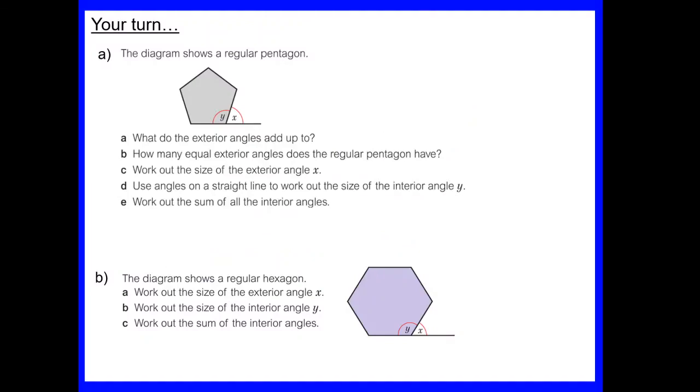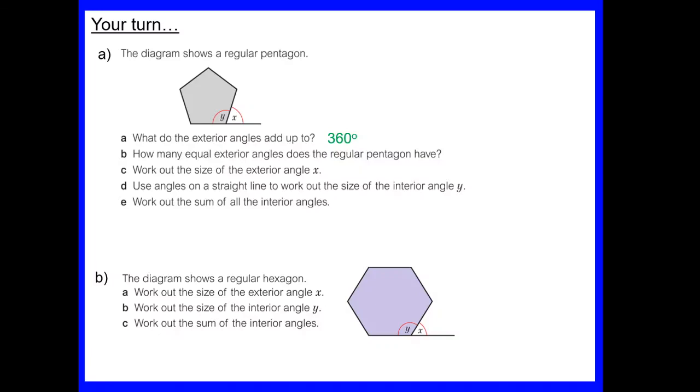Okay, so it's your turn then. So you've got 2 questions there that are going to check your understanding of what we've looked at in terms of finding exterior angles and using those to find the interior angles. Pause the video, have a go at this in your maths book. Okay, let's have a look then. So the first one, what do the exterior angles add up to? So all exterior angles on any shape add to 360 degrees.